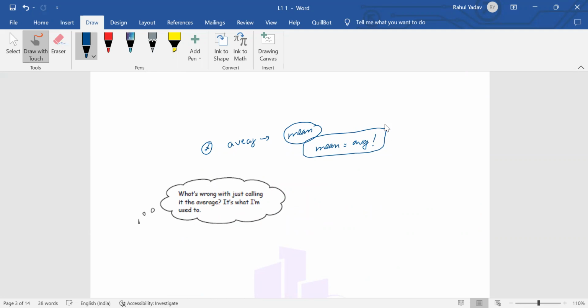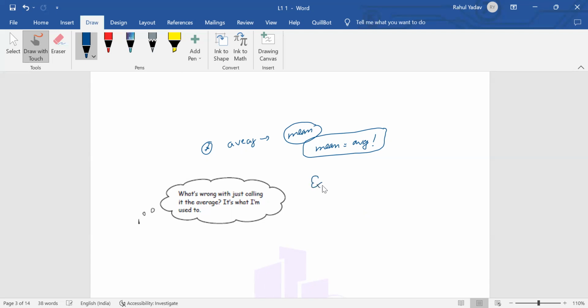It's just that I'm used to always using average equal to mean, which is nearly the same as mean equal to average. But is there any error in this particular format of defining mean equal to average? Let's go and see what this means. I hope you have guessed something regarding the same thing.